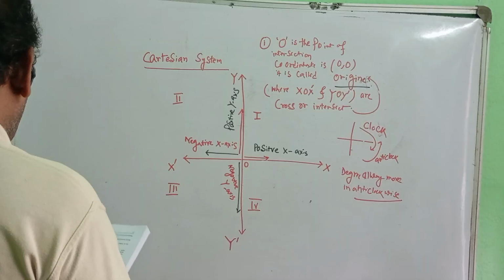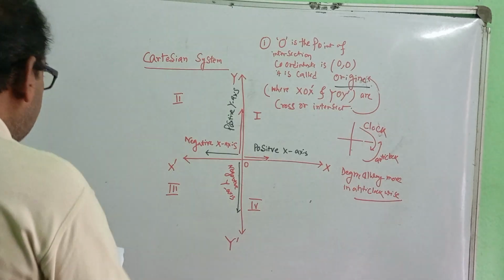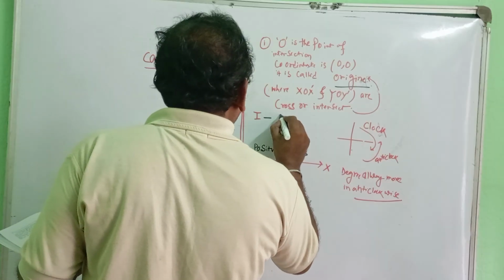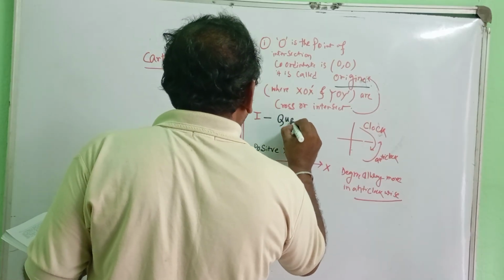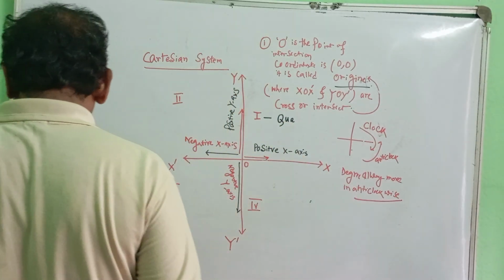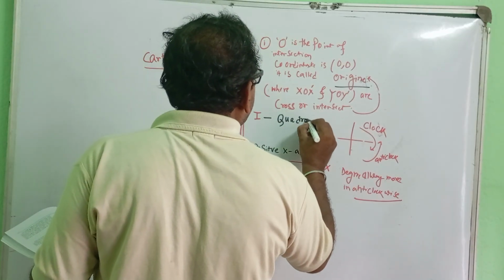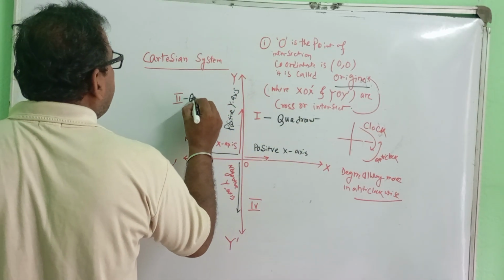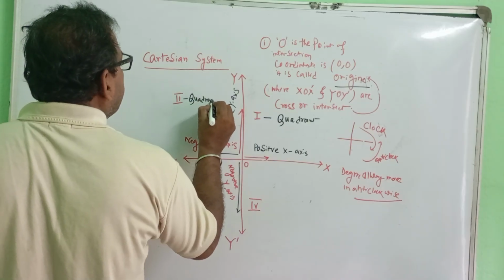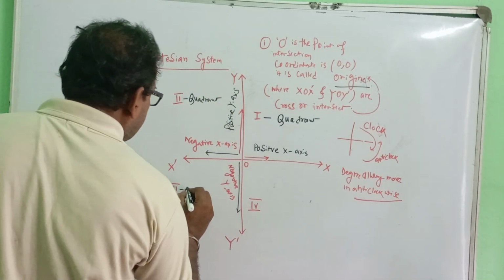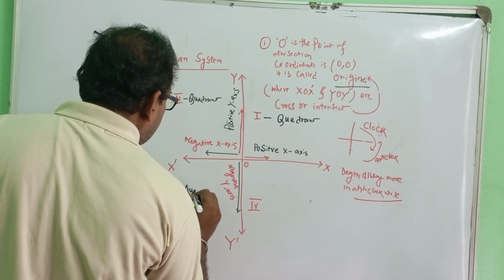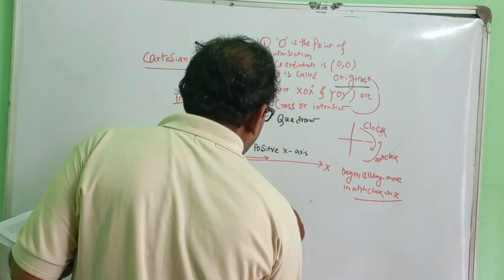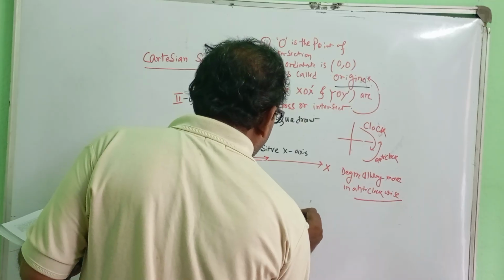Each and every part is called a quadrant. So this is called the first quadrant. Now this is the second quadrant. This is the third quadrant. This is the fourth quadrant.